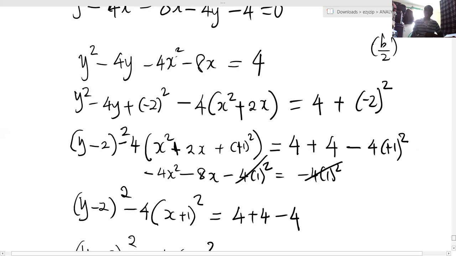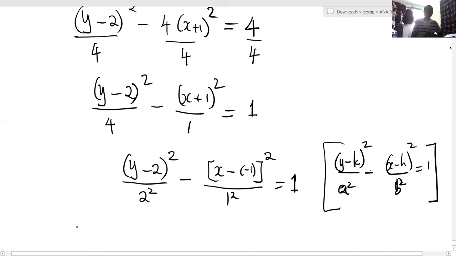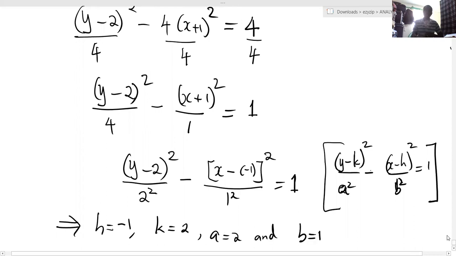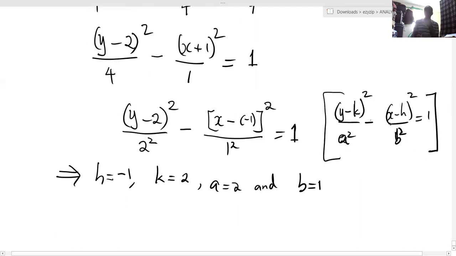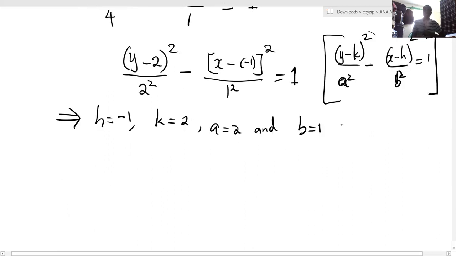So which tells us that now we can read the values of our h. This means h is -1, k is 2, a is 2, and b is 1. Remember, when the equation of the hyperbola is of this form, it means that the transverse axis is parallel to the y-axis. So once you immediately get the standard form of the equation, you should actually have the sketch in your mind. So we are dealing with this case.